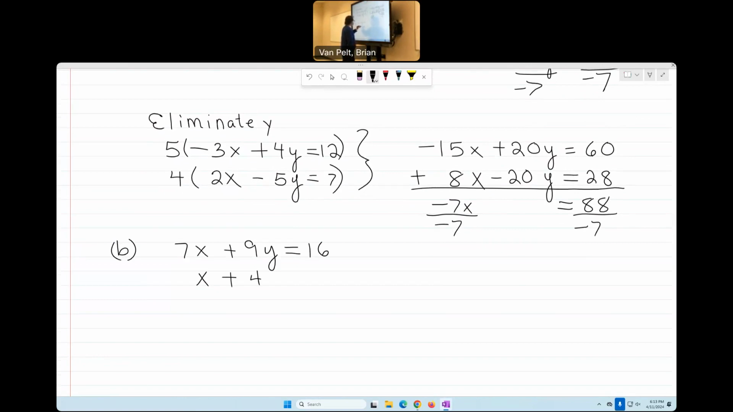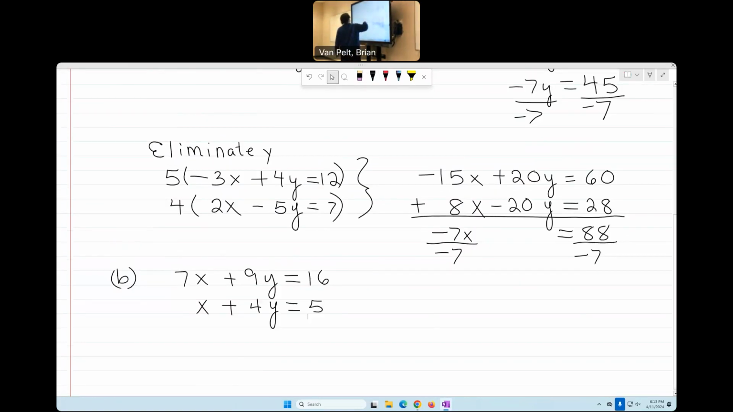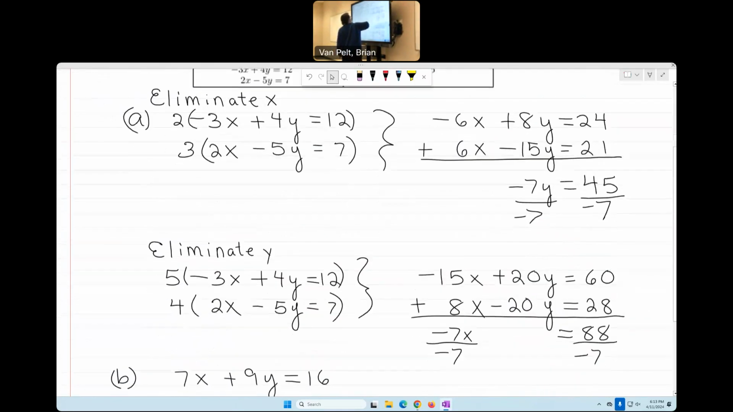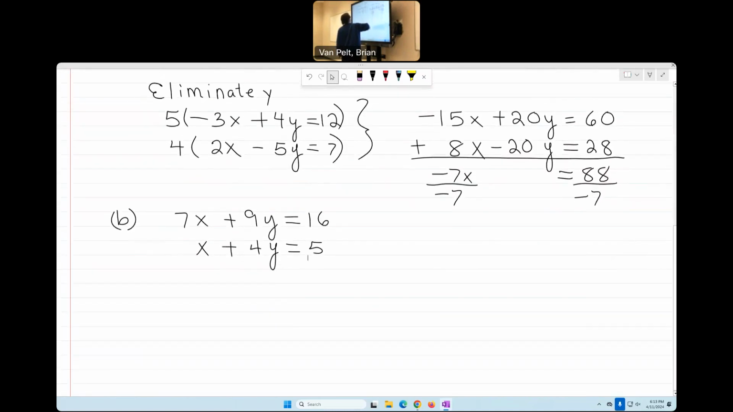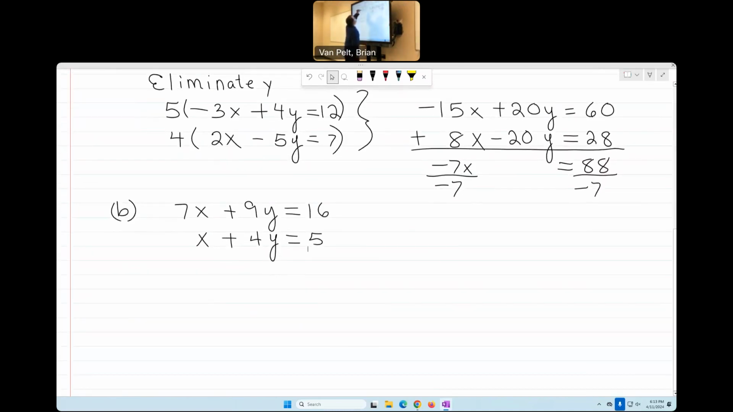So plus 4y equals 5. I don't remember when I made it up. All right, so I'll play the same games. I'm going to first eliminate the x's. Then I'm going to wipe this stuff out.